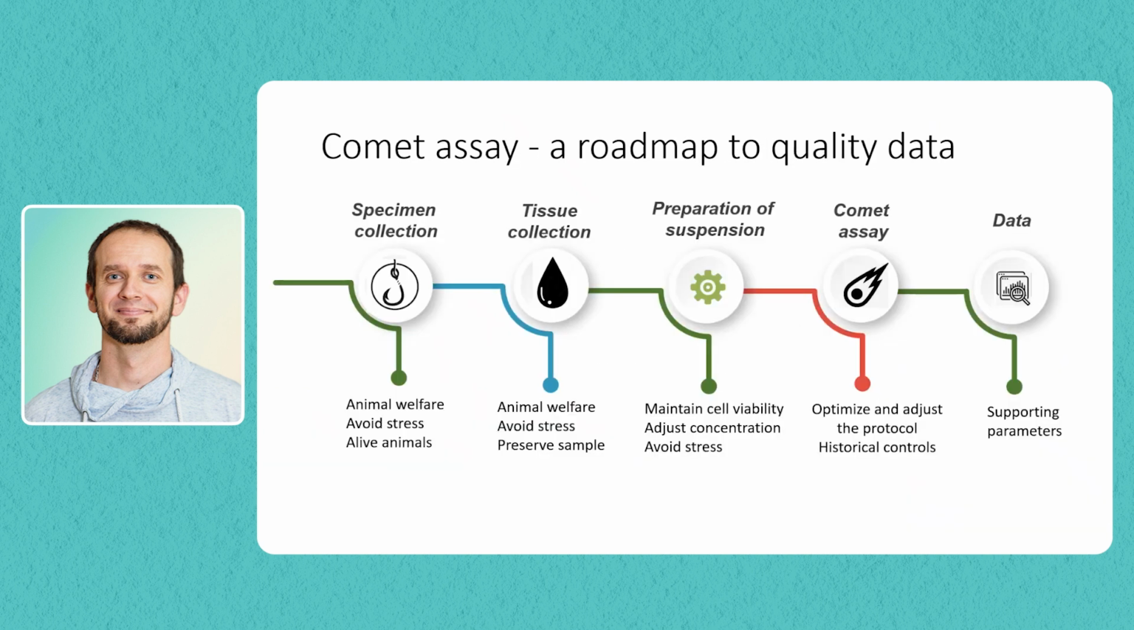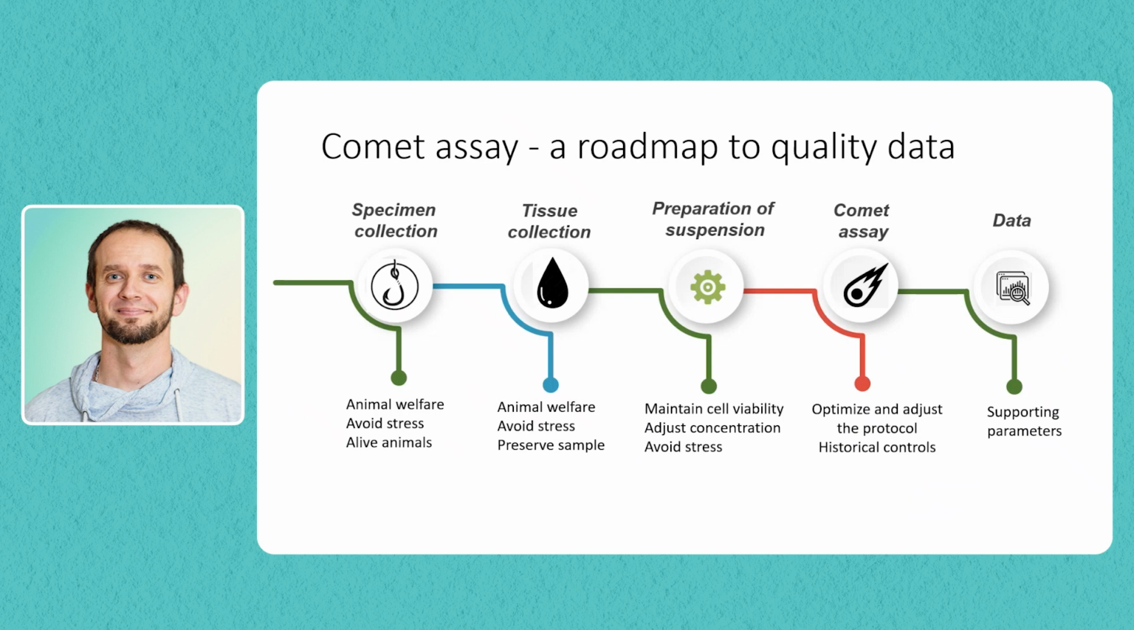But how to get quality data for Comet Assay from this kind of research? Basically, this is a roadmap with all the steps that you have to be careful with when you're doing this kind of research. When you're doing specimen collection, you have to take care of animal welfare. You have to avoid stress to the animals, and you have to have live animals to do experiments on. About tissue collection, again, be mindful of animal welfare in the first place. Again, try to avoid stressing your animal while you're taking the tissue samples, and also think about how to preserve your sample.